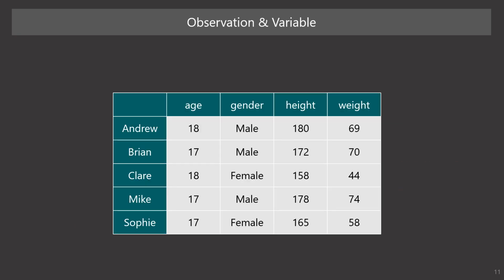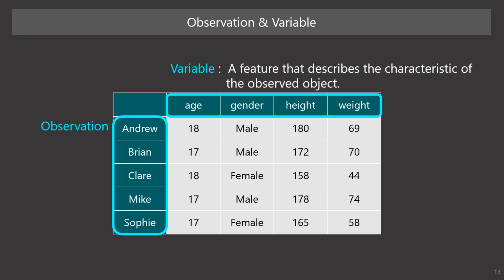Suppose we collect data of a student's age, gender, height, and body weight. We have this dataset. This is a structured dataset. This dataset consists of 5 students. Here, each student is called an observation. Observation refers to an observed object. It is also called a case. And here, age, gender, height, and weight are variables. A variable refers to a feature that describes the characteristics of the observed object. And the value of a variable differs from observation to observation.